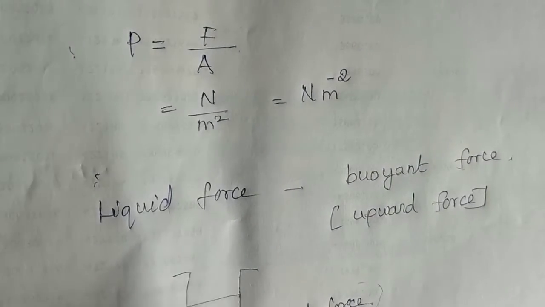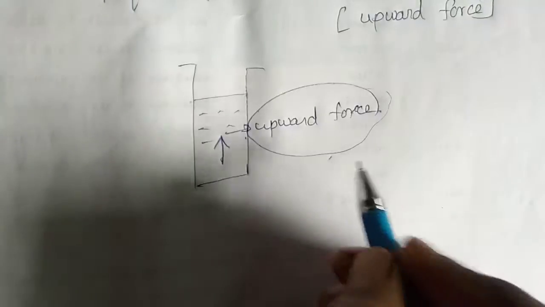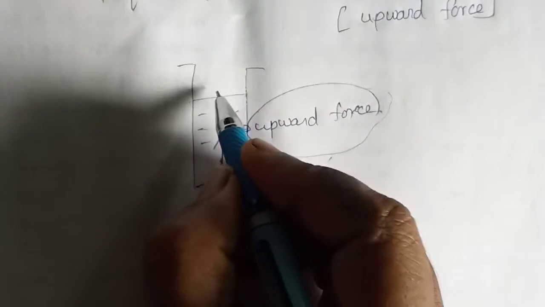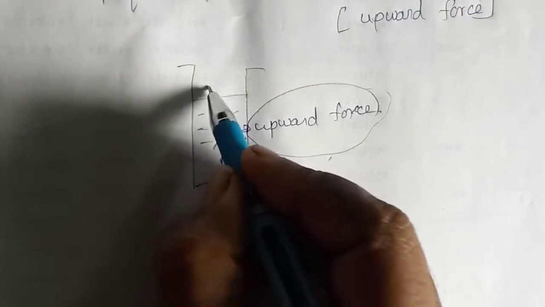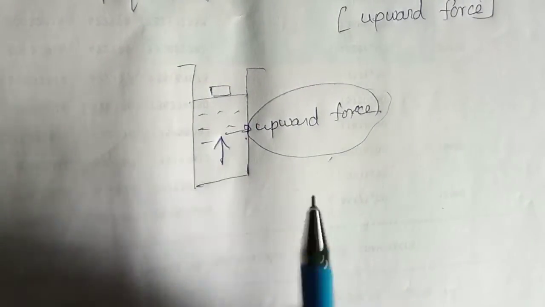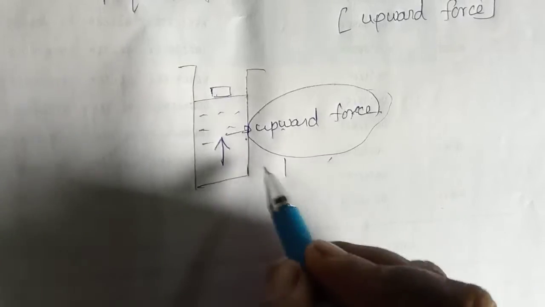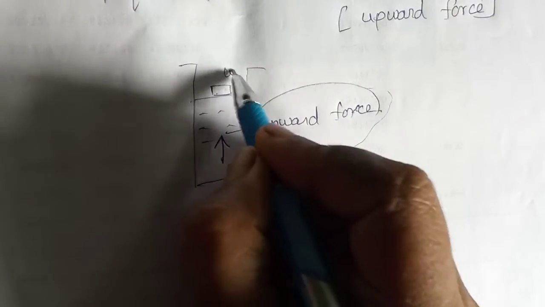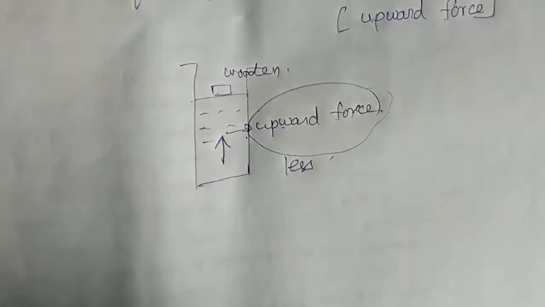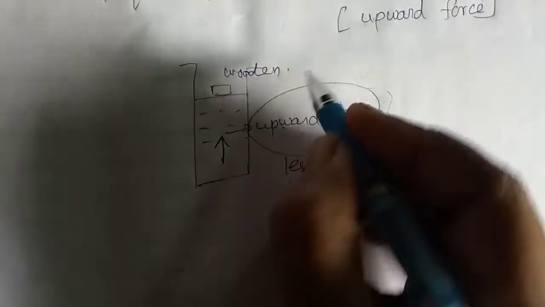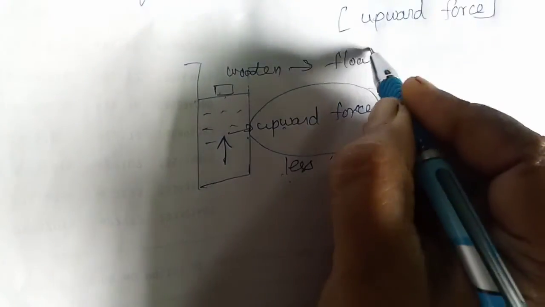This upward force decides why objects sink or float. For example, if you keep a wooden block on water, the wooden block floats. That means the upward force is less for the wooden block. That's why it floats on the water.